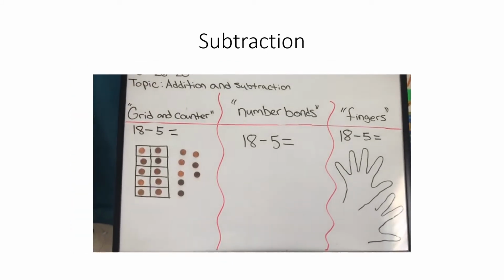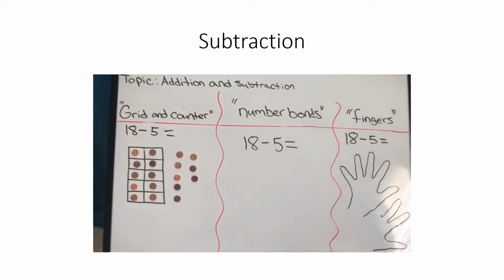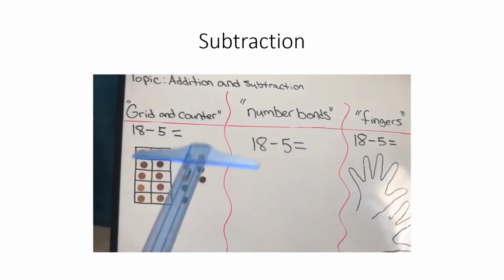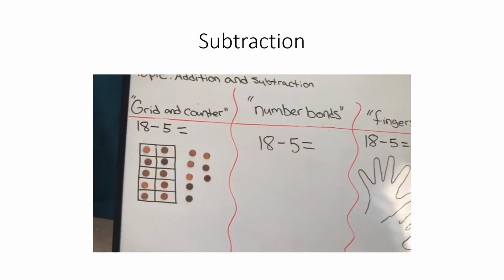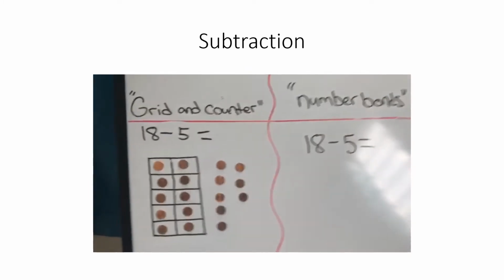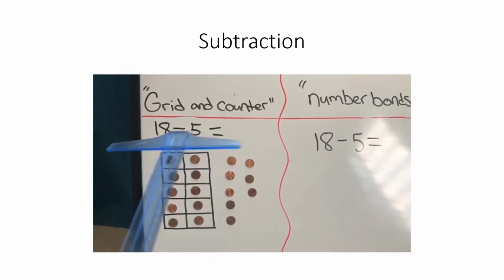Hi everybody. So right now we're going to focus on subtraction, and we have the same 3 methods: grid and counter, number bonds, and fingers. Let's focus on grid and counter first. So in grid and counter we have this exercise, 18 minus 5.